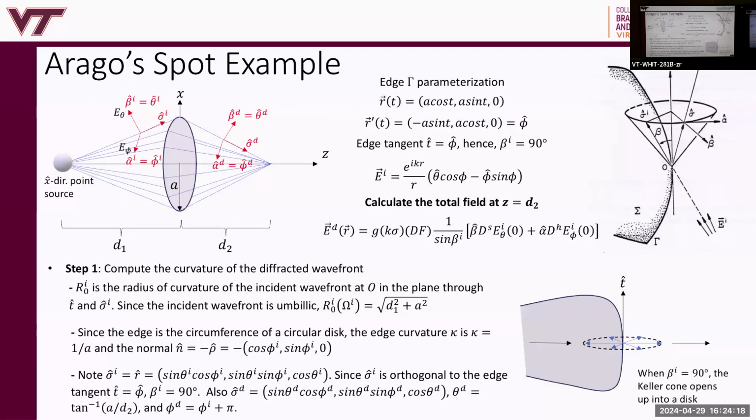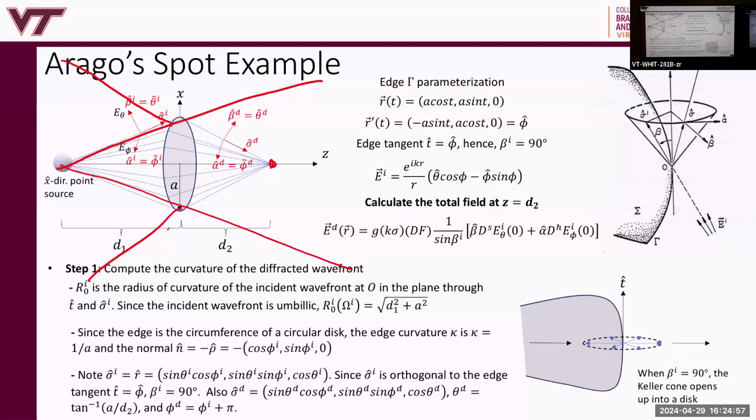Now I've come up with another example for you, so you can see different ways to do these calculations. This is called Arago's spot. Basically, it's a way to isolate just the diffracted field. Here's a PEC disk of radius A, and this PEC disk is illuminated by an x-directed point source of this form here. There's a bunch of rays launched from this point source at the disk. The incident field is that way, incident shadow boundaries, and then the reflected shadow boundaries are like this.